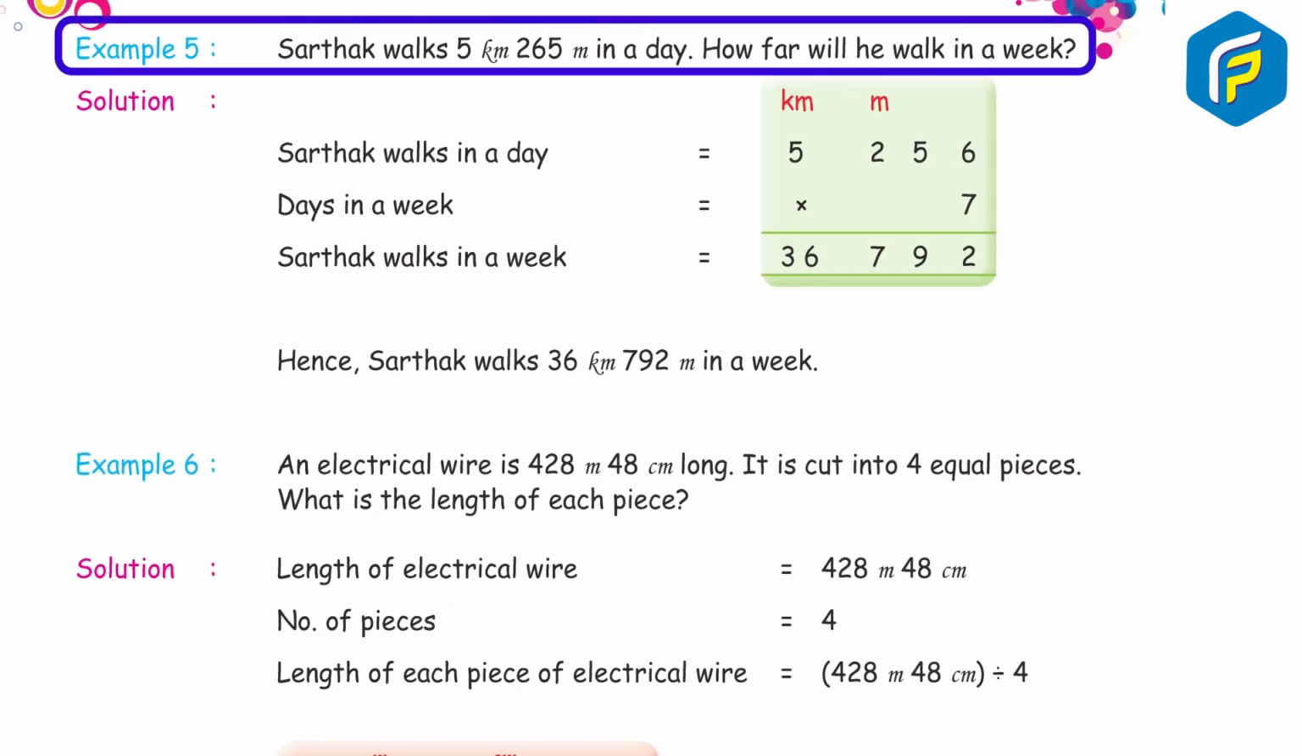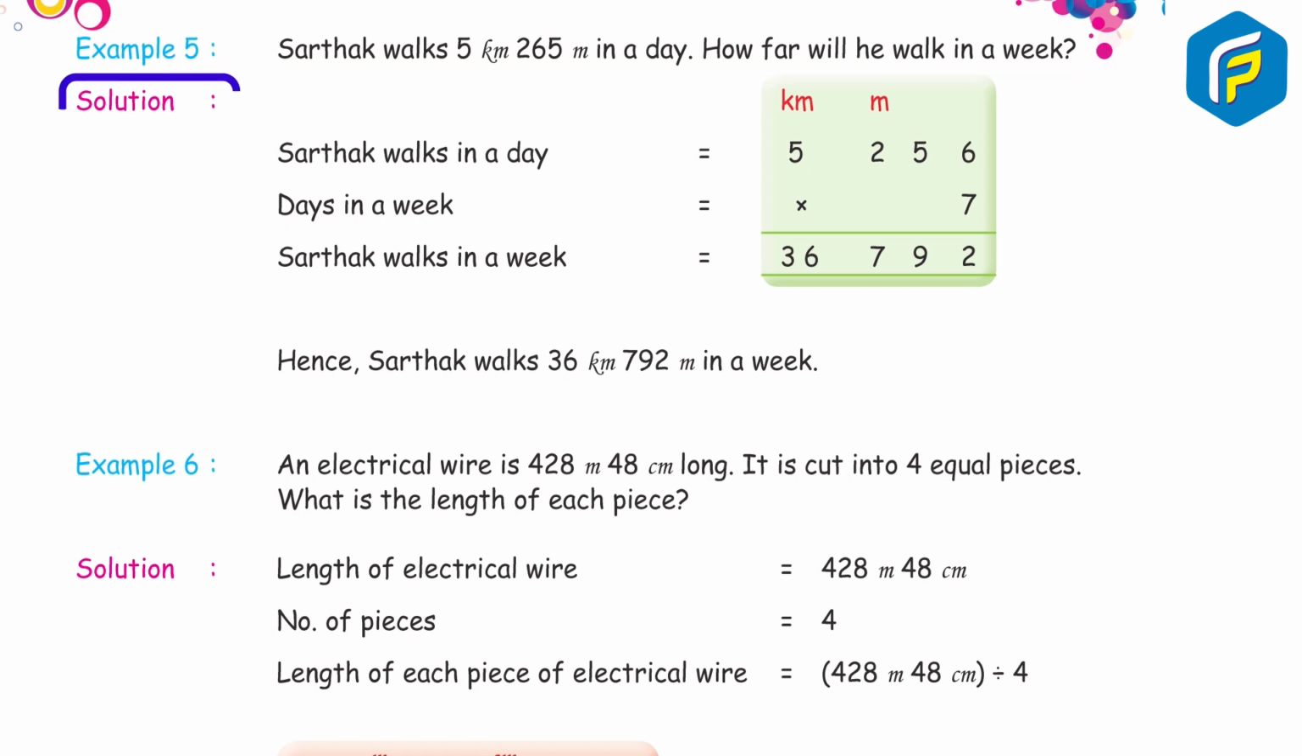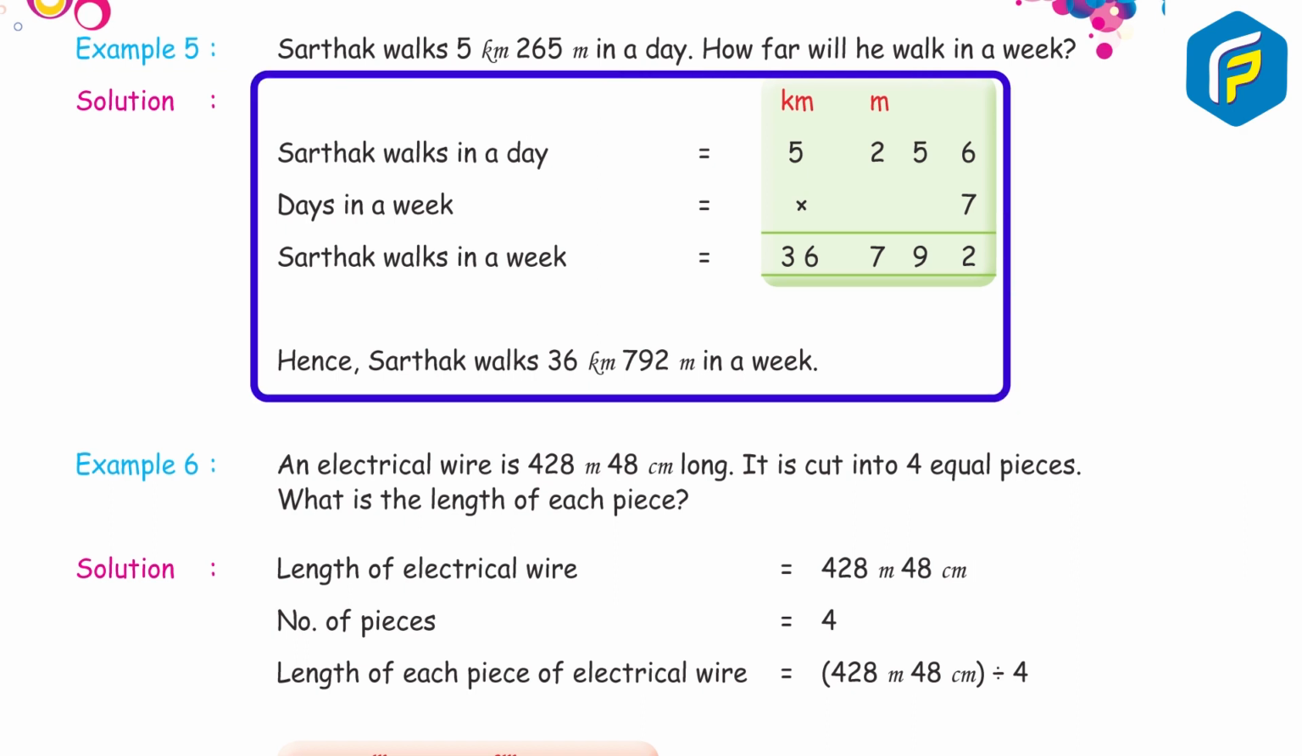Example 5. Sarthak walks 5 kilometer 256 meter in a day. How far will he walk in a week? Solution: Sarthak walks in a day 5 kilometer 256 meter. Days in a week 7. Sarthak walks in a week 36 kilometer 792 meter. Hence, Sarthak walks 36 kilometer 792 meter in a week.